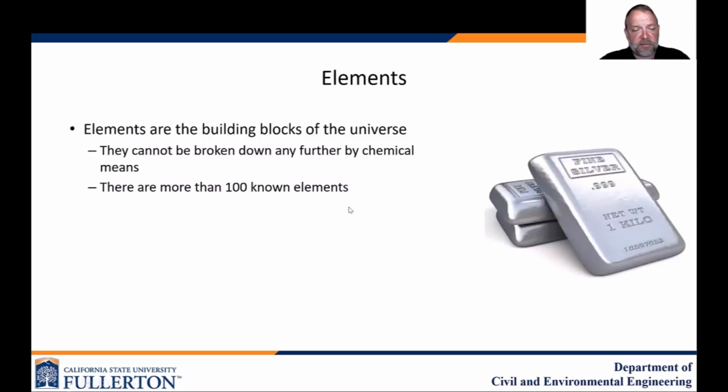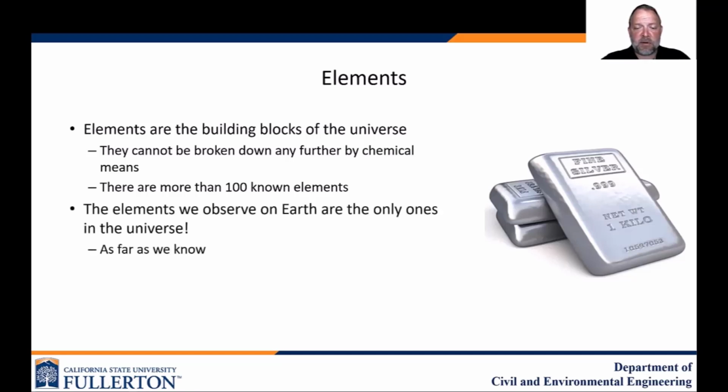Elements are the building blocks of the universe. They cannot be broken down any further by chemical means. If you think about what the word element means, it's like elemental, elementary. It is the thing that's the fundamental building block. There are more than 100 known elements, and they're finding more all the time. I shouldn't say all the time, but they find them using nuclear chemistry.